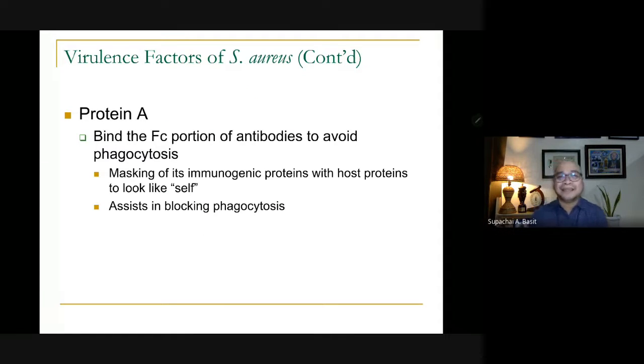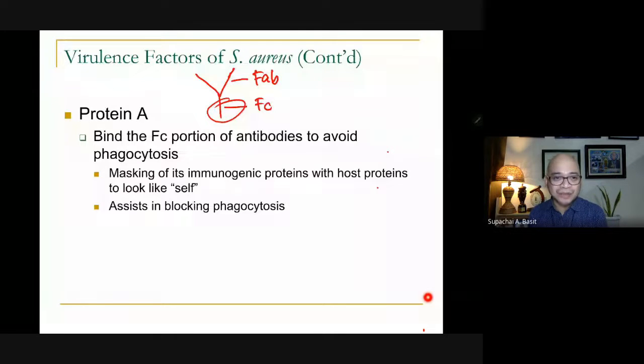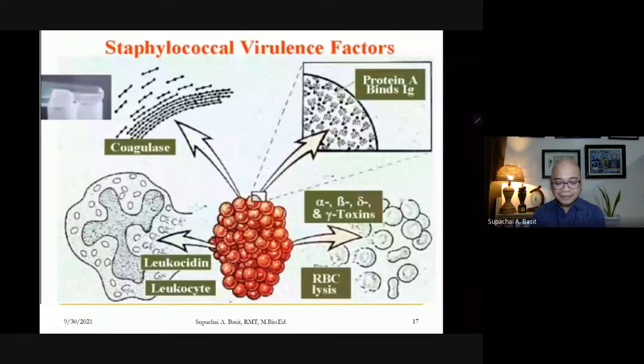Protein A is another important virulence factor of Staphylococcus aureus. Protein A can bind at the Fc portion of the antibodies to prevent phagocytosis. So if this is the immunoglobulin, this is the Fab, and then this is the Fc, fragment crystallizable. So protein A will bind at the Fc, preventing phagocytosis from happening. Also, protein A will mask its immunogenic proteins, making them look like host proteins, like self. So it will fool our immune system and thereby assist in blocking phagocytosis. So in summary, these are just some of the virulence factors of Staphylococcus aureus that we just discussed.